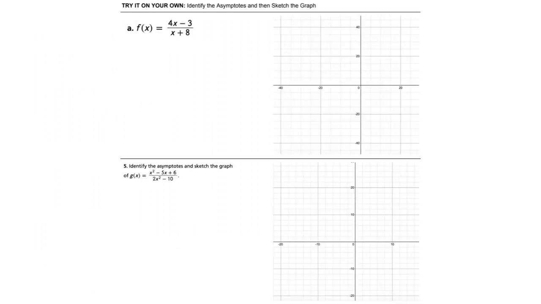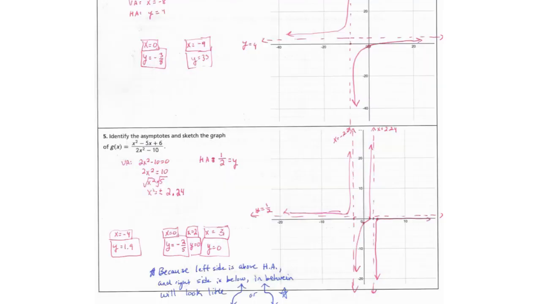For these next ones, I want you to try them on your own. Find the vertical asymptote, horizontal asymptote, and then points left and right. And if there are 2 vertical asymptotes, find a point in between. Try these on your own, pause it, and then I'll show you the solutions. Okay, so here are the solutions.